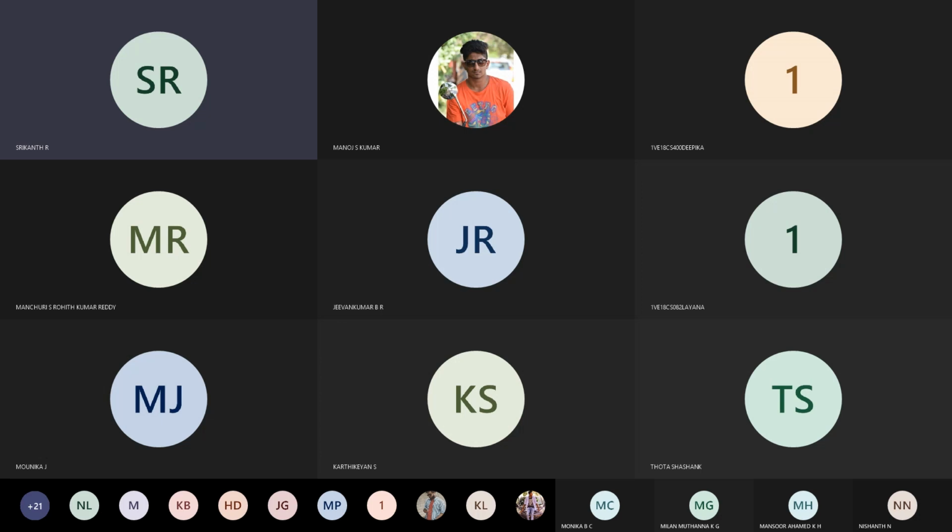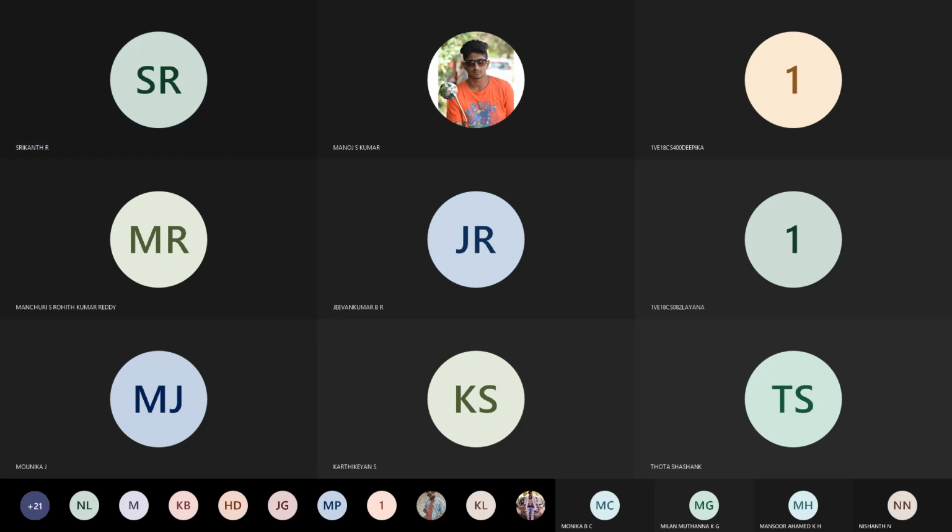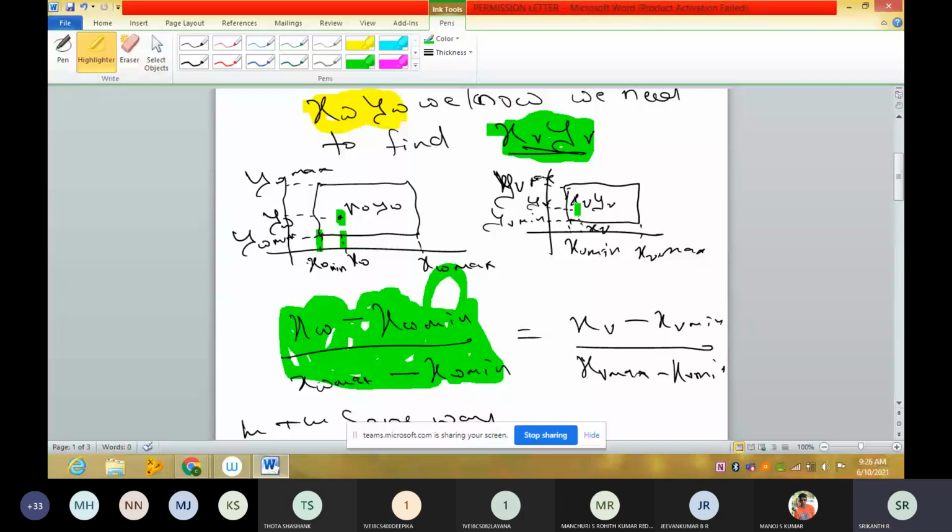So in the same way, we can write for xv also, guys. See here, how we can write xv. So this is xv. So here I will use this color. So for me this is xv and yv. This will be xv minimum, this will be xv maximum, this will be yv minimum, and this will be yv maximum. This is xv and this is yv. xv minus xv minimum divided by xv maximum minus xv minimum.